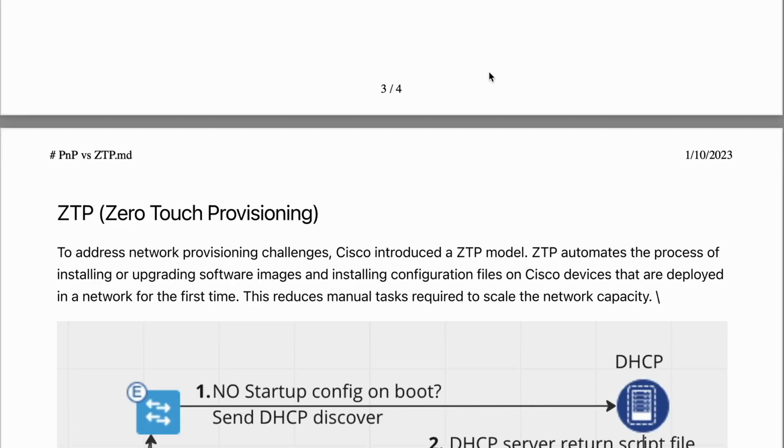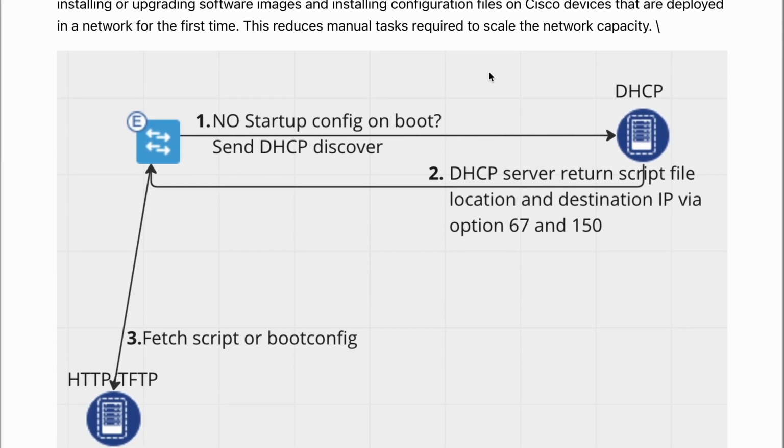ZTP, Zero Touch Provisioning. To address network provisioning challenges, Cisco introduced a ZTP model. ZTP automates the process of installing or upgrading software images and installing configuration files on Cisco devices that are deployed in a network for the first time. This reduces manual tasks required to scale the network capacity.